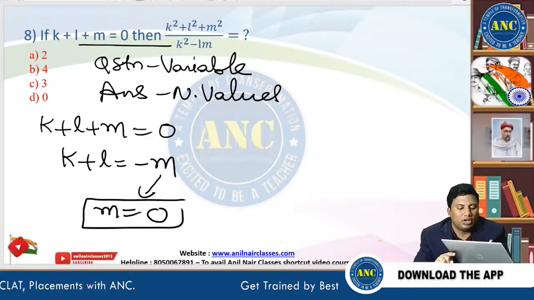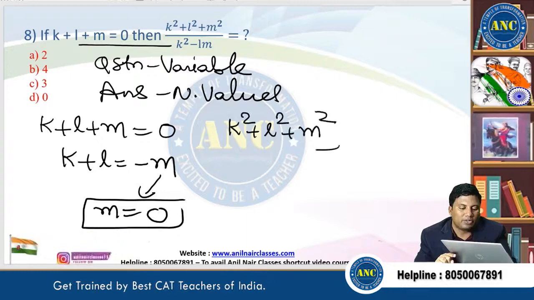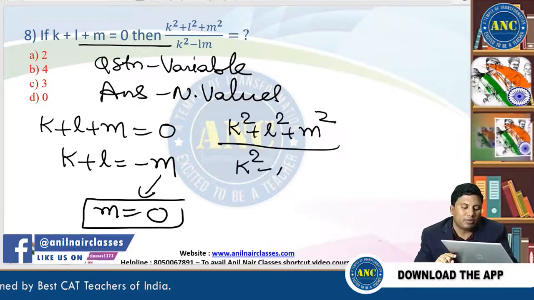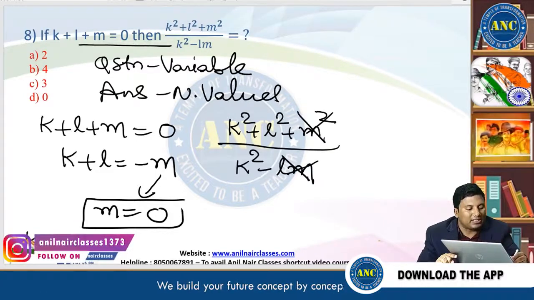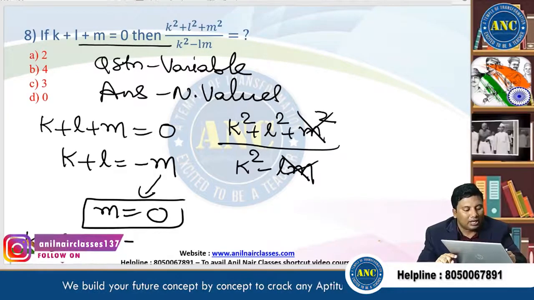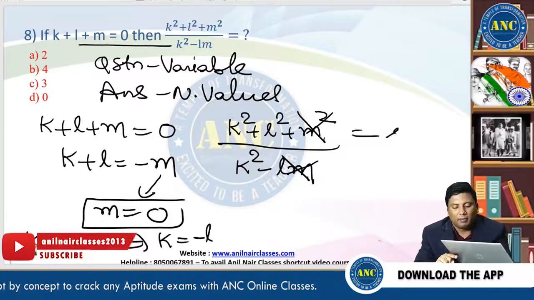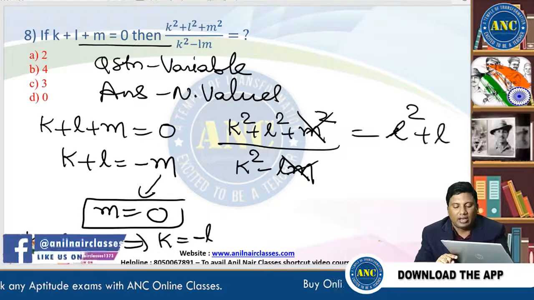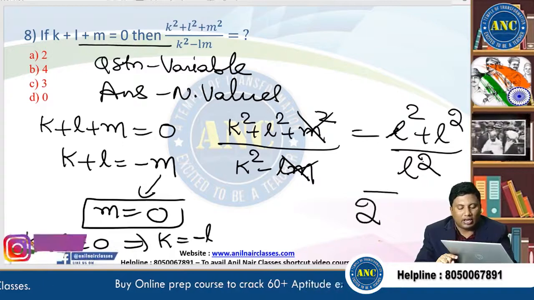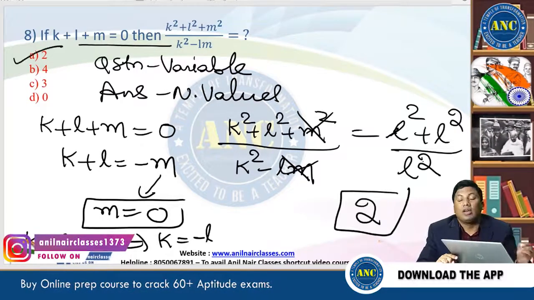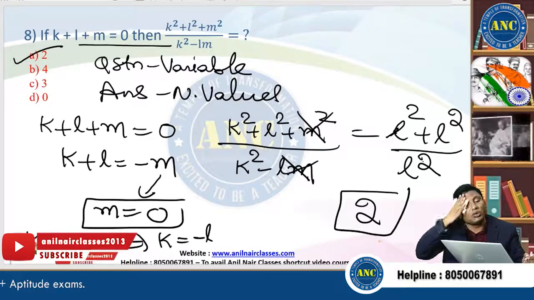Make M value 0. If M value is 0, K square plus L square plus M square divided by K square minus LM: this is 0, this is 0. So K plus L is 0, that means K is minus L. So here it is minus L square plus L square, L square plus L square divided by L square, 2L square by L square. Answer is 2.